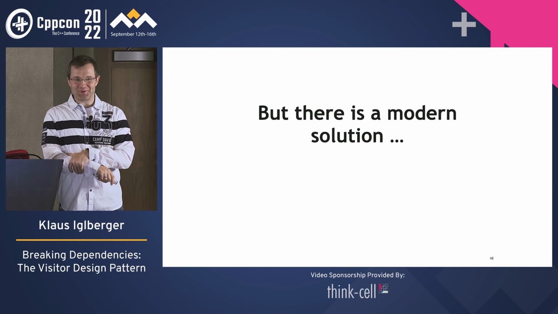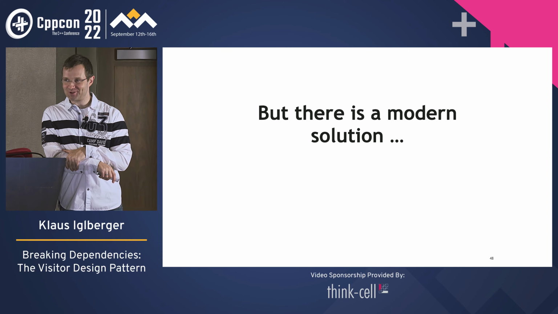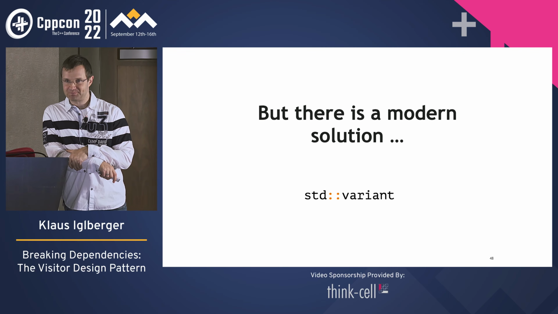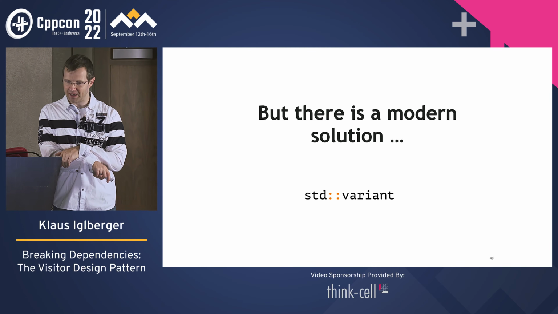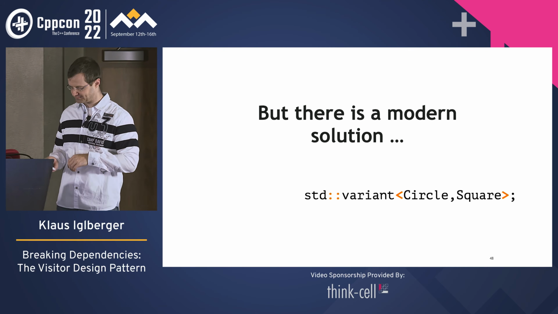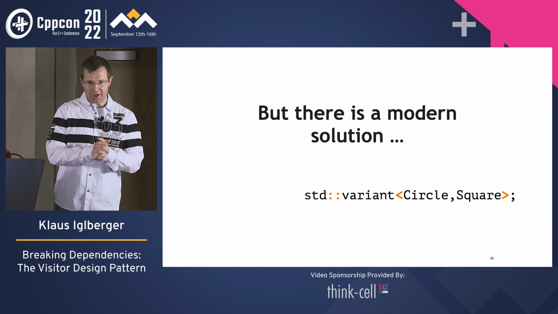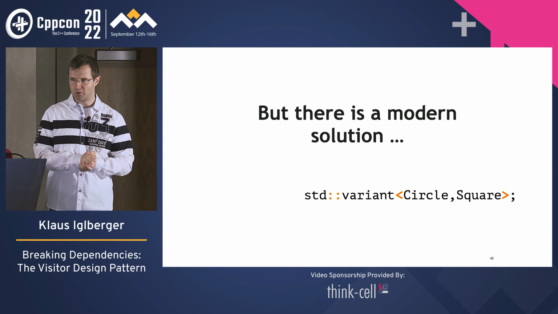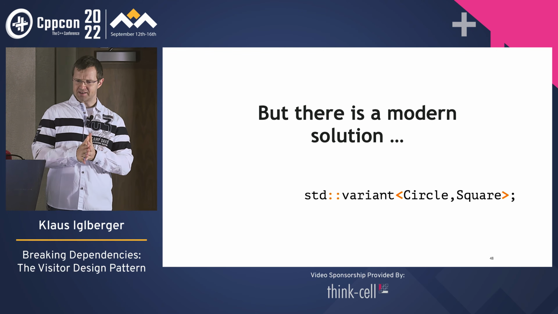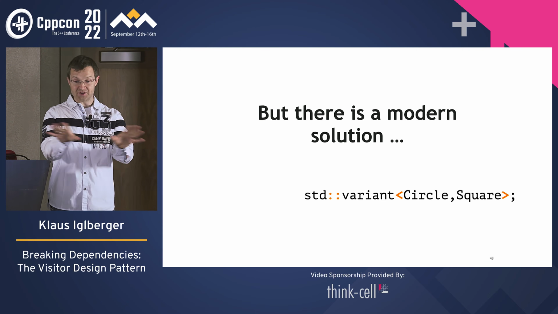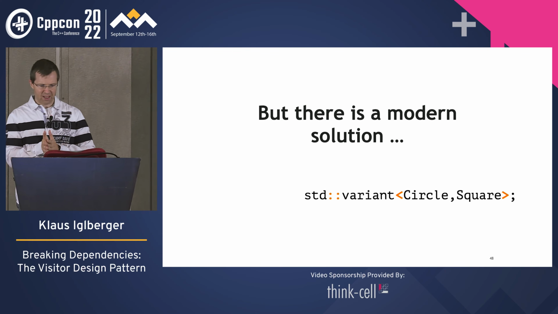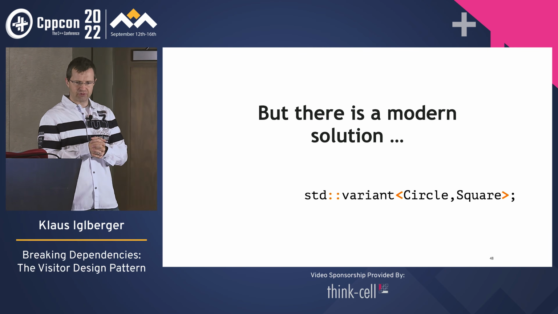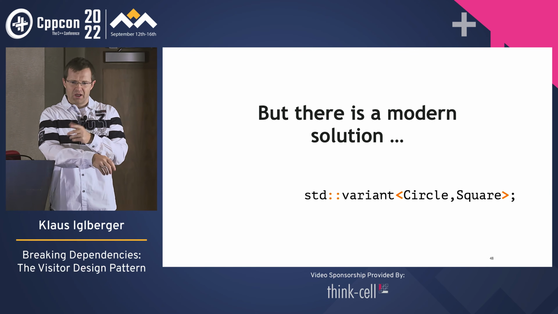What if I told you that there is a modern solution? An amazing solution, a really nice solution? We could use a variant. The variant, we can actually put circles or squares in there. So a variant of circle and square now contains either a circle or a square, and therefore acts as some kind of abstraction. And of course, there could be more. This could be a variant of many different shapes. I stick to my two that I have. So it's an abstraction of shapes.